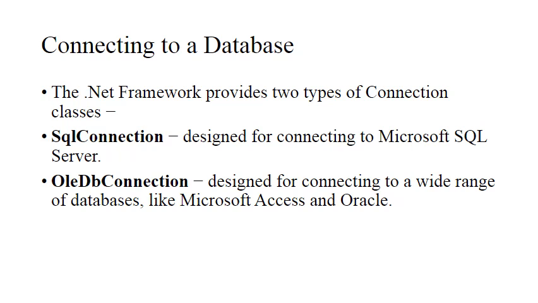We have two types of connection classes. One is SqlConnection and the other is OleDbConnection. SqlConnection is used for Microsoft SQL Server, and OleDbConnection is used for different database access, that is Microsoft Access, Oracle, or other databases. For that you use the OleDbConnection. So the two types of connection we have are SqlConnection and OleDbConnection.